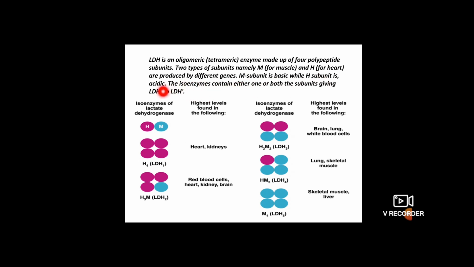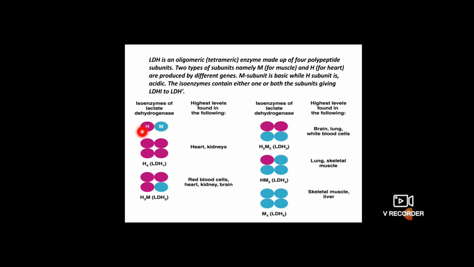Acidic means it has a pH less than 7. Basic means it is more than 7. So the isoenzyme contains either one or both of the subunits, which means the subunits may be the same or mixed. Based on that, we can see that there are 5 different isoenzymes for LDH: LDH1, LDH2, LDH3, LDH4 and LDH5. This is the important way of representing the lactate dehydrogenase isoenzymes.